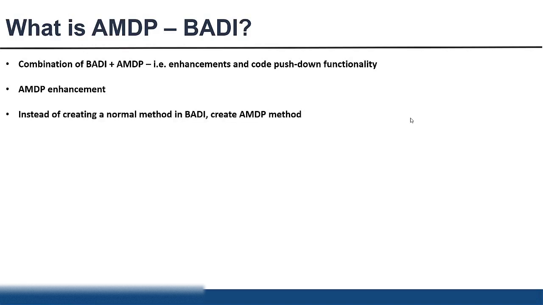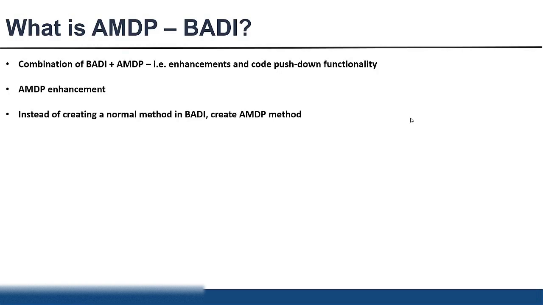So what is the purpose of this? The purpose of this is to give full flexibility to the users to implement your AMDP method the way the user wants. As of now, when you create AMDP, you are defining your method, you are also implementing your method inside AMDP. When you create AMDP enhancement or AMDP BADI, you will be defining your AMDP method.